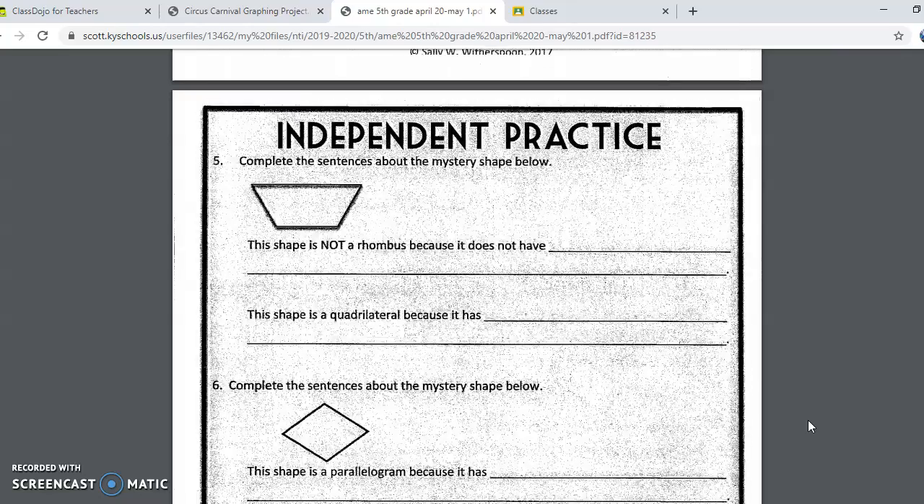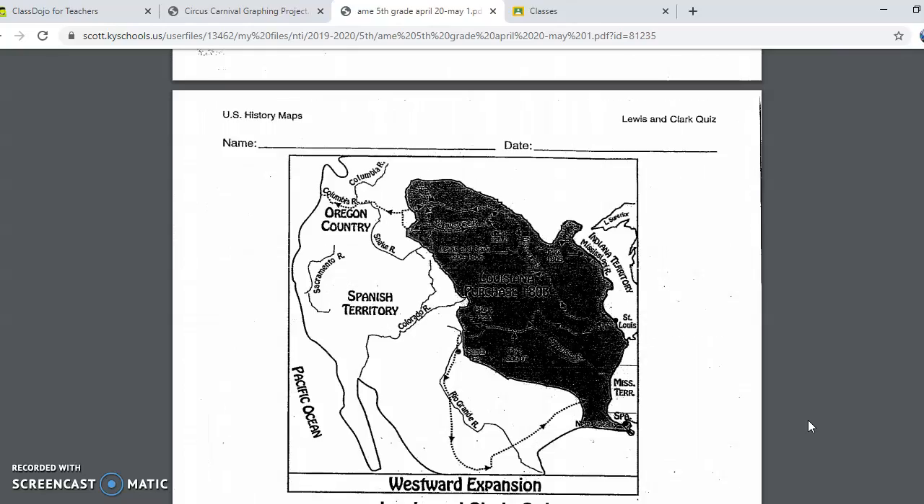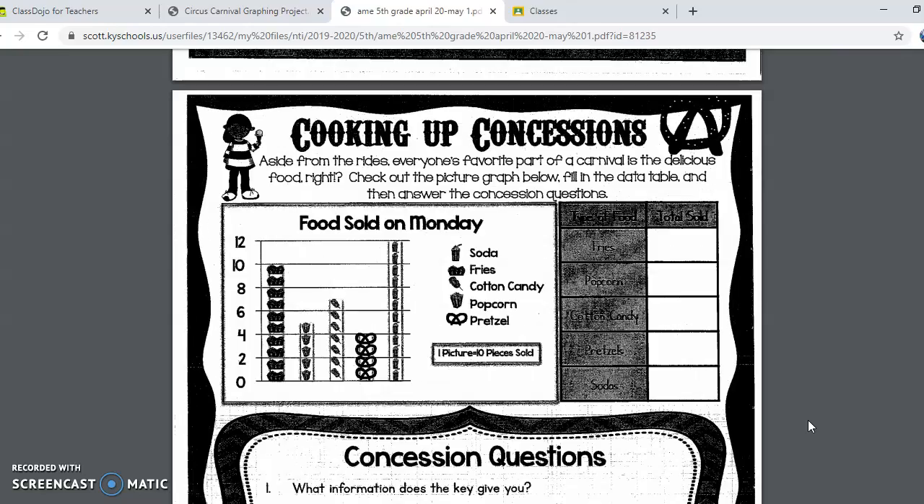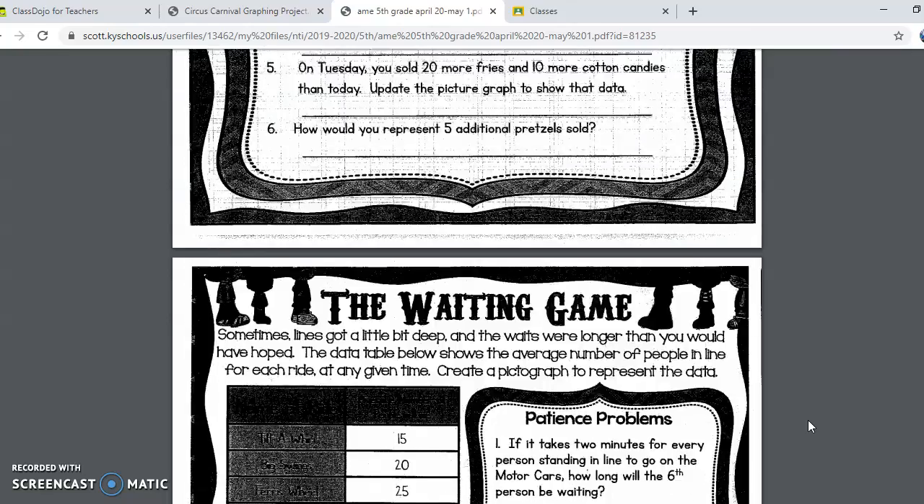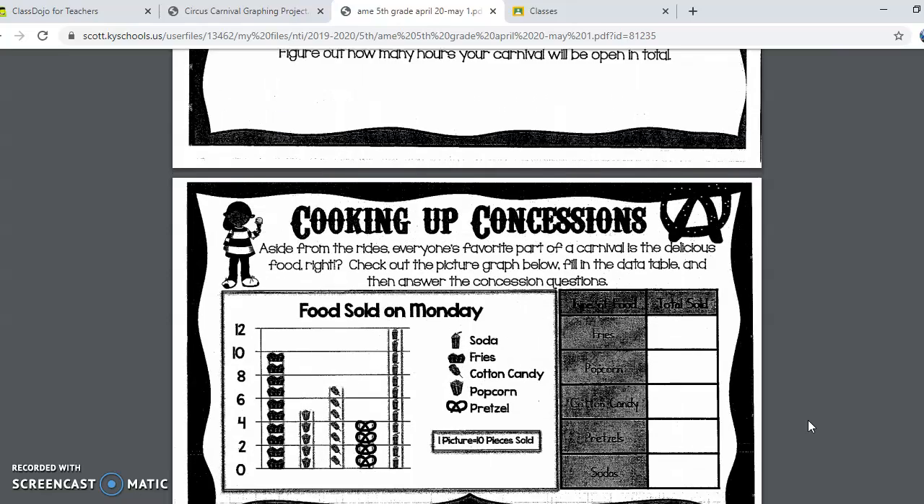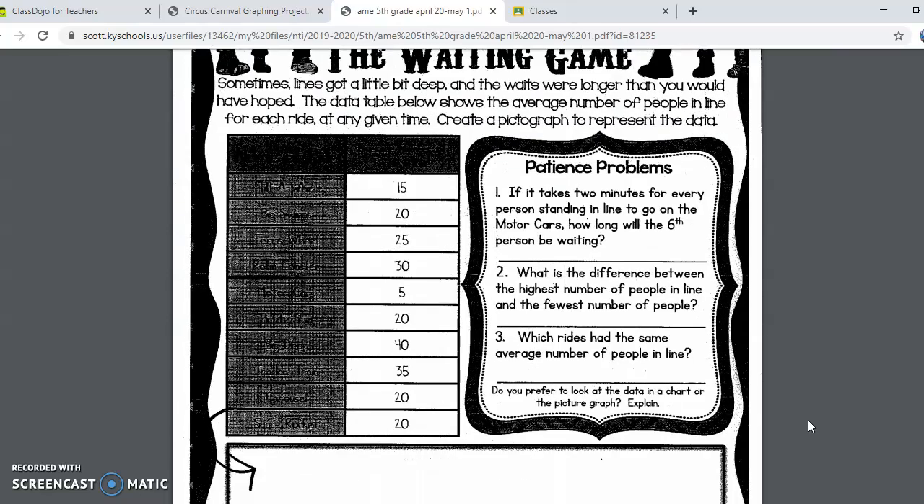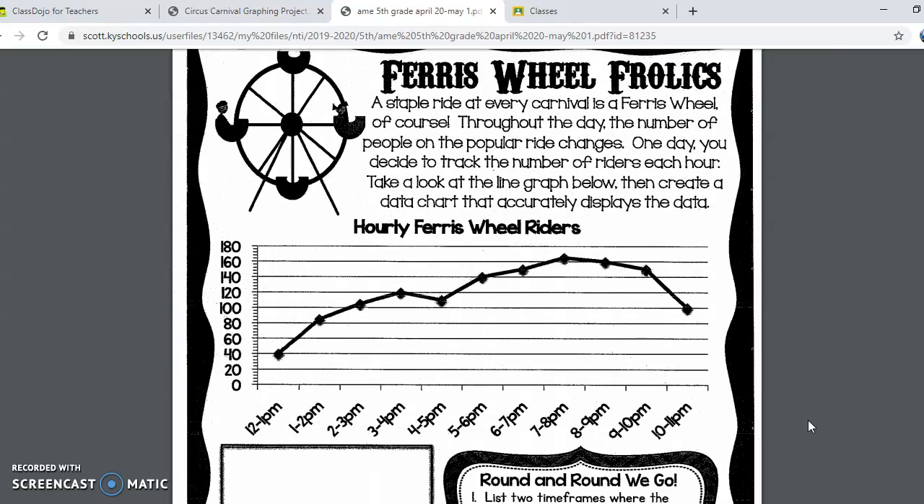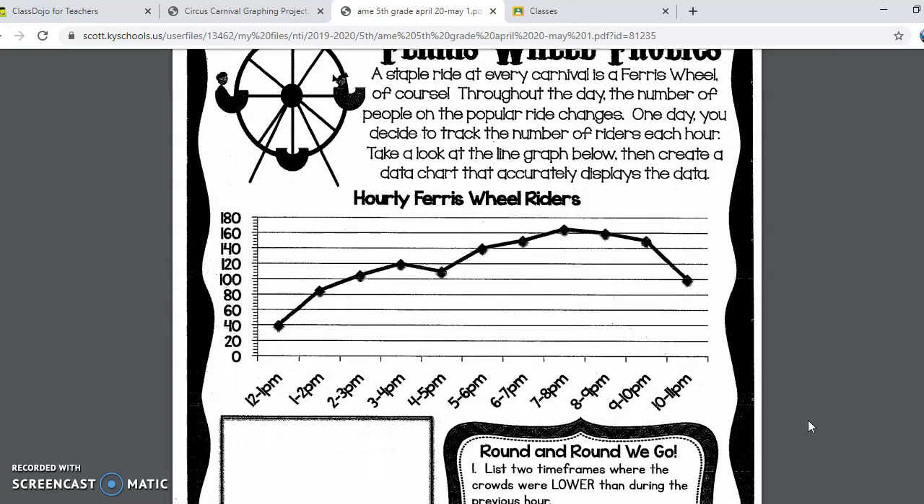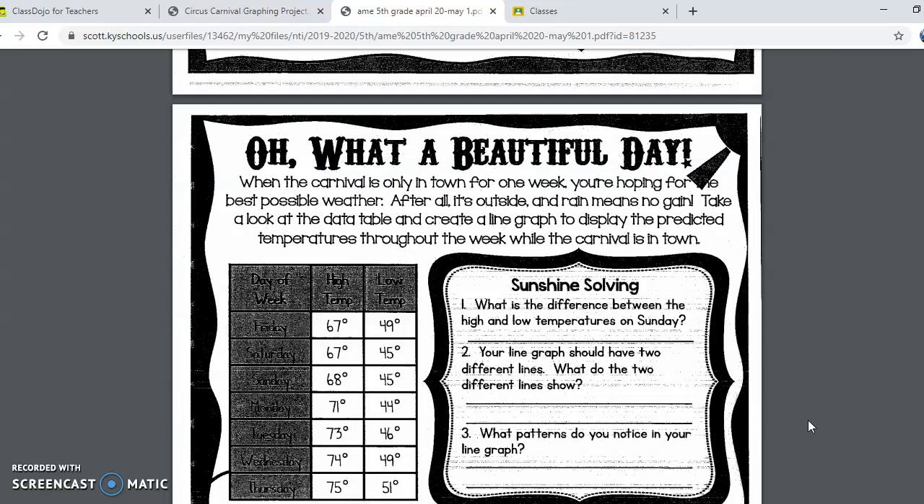This is all last week's stuff. Okay, so this is your math. Yesterday, you should have done this cooking up concessions and the waiting game. Also, sorry, my allergies are really bad today, so if I'm hard to hear, I apologize. Today, you were working on Ferris wheel frolics and oh, what a beautiful day.